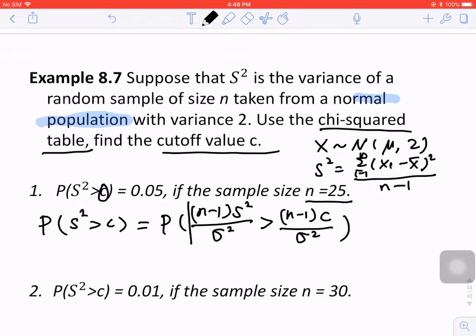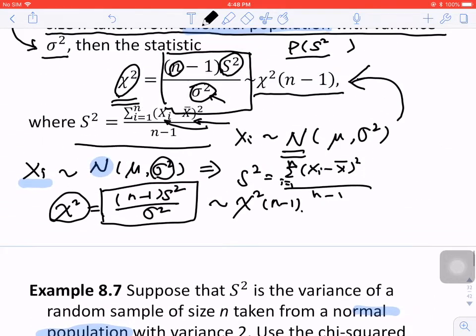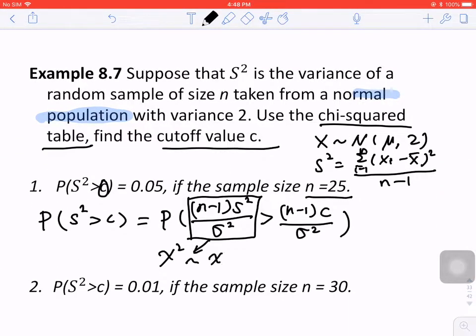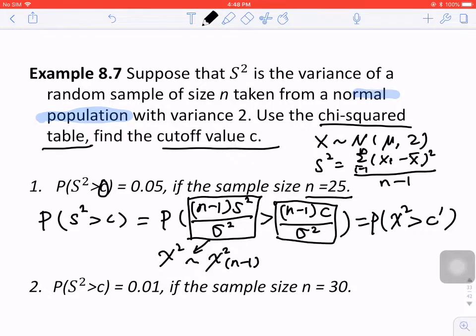Remember, we call this one chi-square, and it follows a chi-square distribution with degrees of freedom n minus 1. So I'm going to say this is equal to the probability that chi-square is larger than c prime. I call this whole stuff c prime because c is a constant that we would like to find. N minus 1 is a constant. Sigma squared is a constant.